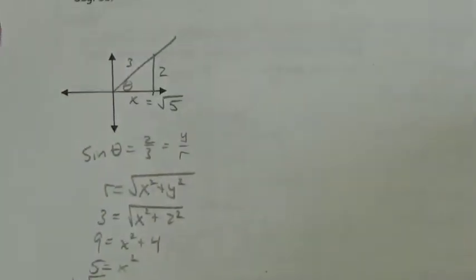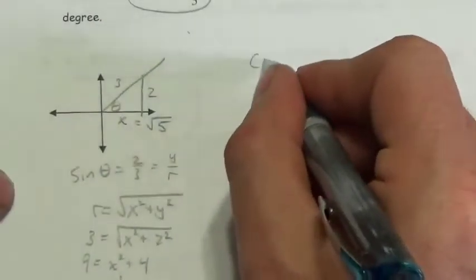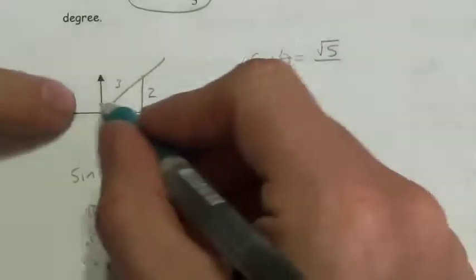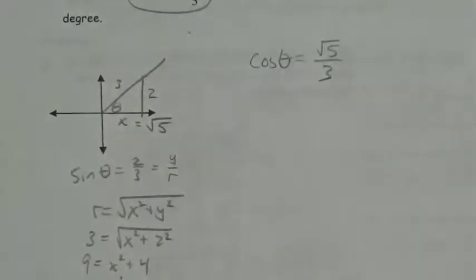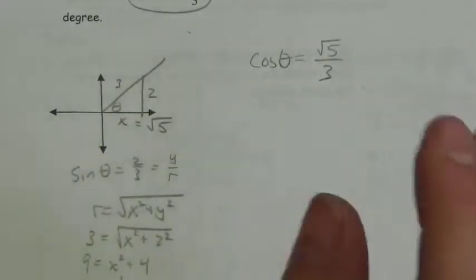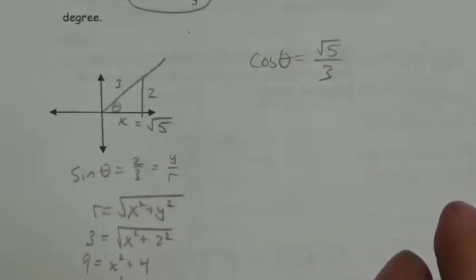Okay? So now my other two trig ratios here, the cosine of theta will be the x value, root 5, divided by r, which is 3. Now in this particular case, I'm okay with that. I'm okay with having that root 5 in the numerator. It doesn't matter if I've got a rational or an irrational value in the numerator. It's only the denominator that I have an issue with.